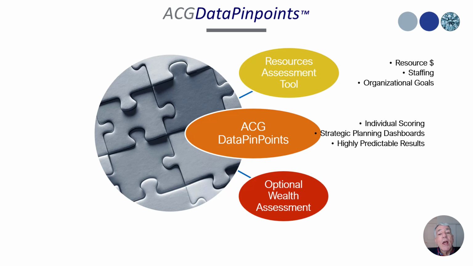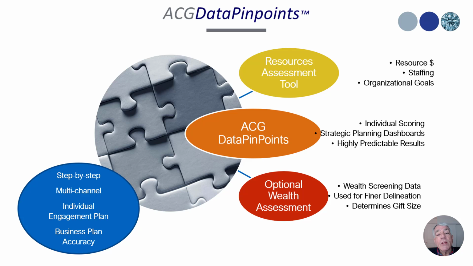And we can add in optional wealth assessment for planned giving. We can certainly do that. Incorporate wealth screening data, which gives you, if people have the same scores, the scores will tell you the probability, the propensity, the likelihood. Who do you go to first? You go to the person with a higher wealth indicator, because you'll get a larger gift. That's why you do it. Then you can build step-by-step, multi-channel, individual engagement plans. You'll know what to do with every person to develop the full potential in your database so clearly that you can hang your hat on it, and develop a sound business plan for your organization.